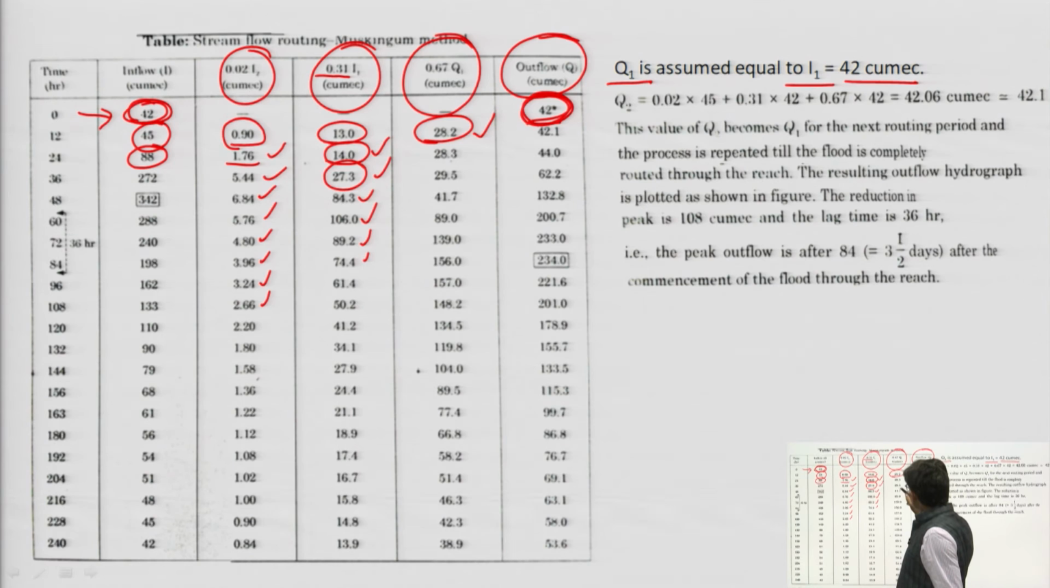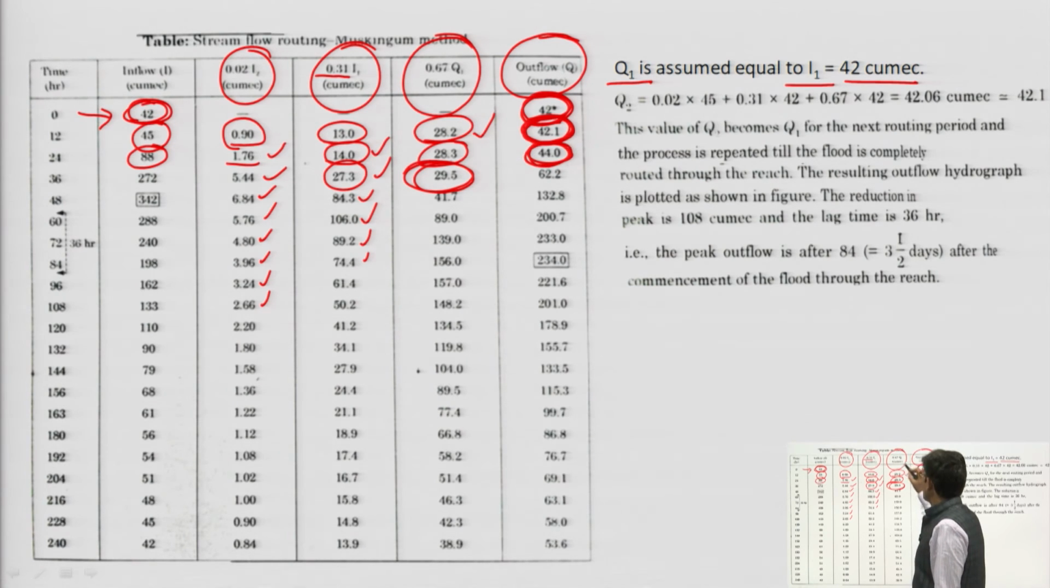Similarly, what will this value be? This value means 42.1 multiplied by 0.67, which comes to 28.3. Similarly, how can this next value be calculated? It is calculated by multiplying this value by 0.67, and similarly all the data will be calculated.